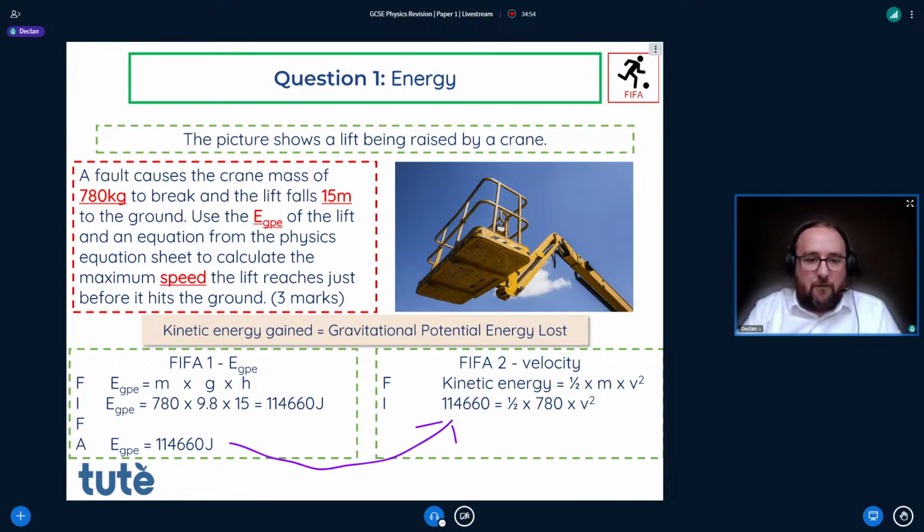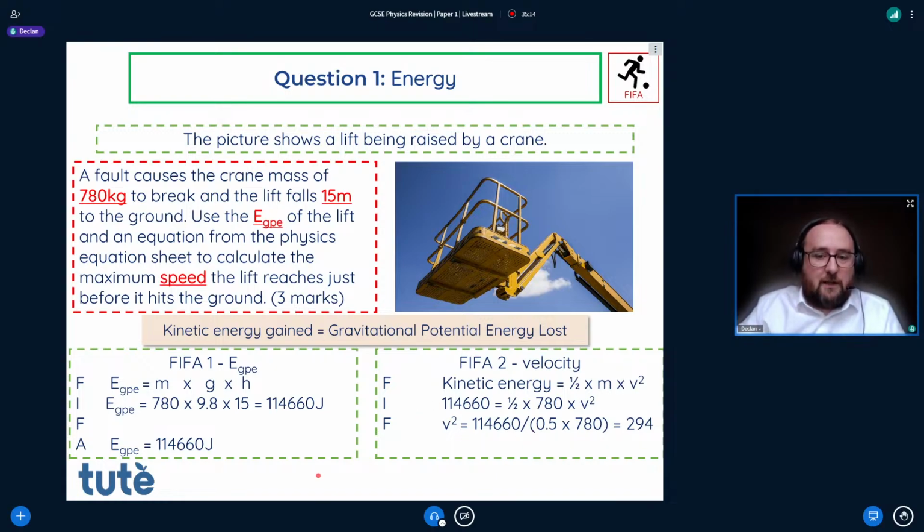Our next job is doing some fine tuning in this one so we can get v on its own. So moving it around a little, we get v squared equals there. So we've rearranged our equation. Use that fine tuning for rearranging, dealing with units, working out little multiplications, working out what v squared would be. So v squared equals 294. But it didn't ask us for v squared. It's asked us for the maximum speed. So we now need to find the square root of that answer, which is going to be 17 meters per second. So we've done our FIFA for 1, 2 to make sure we've got all our working and it's really clear for us.